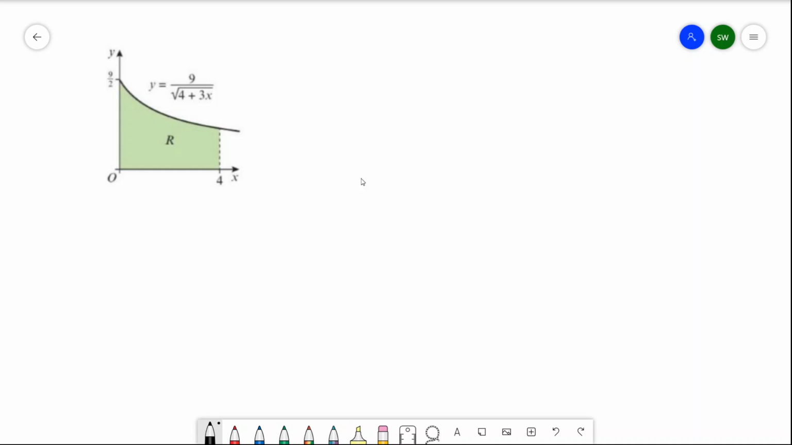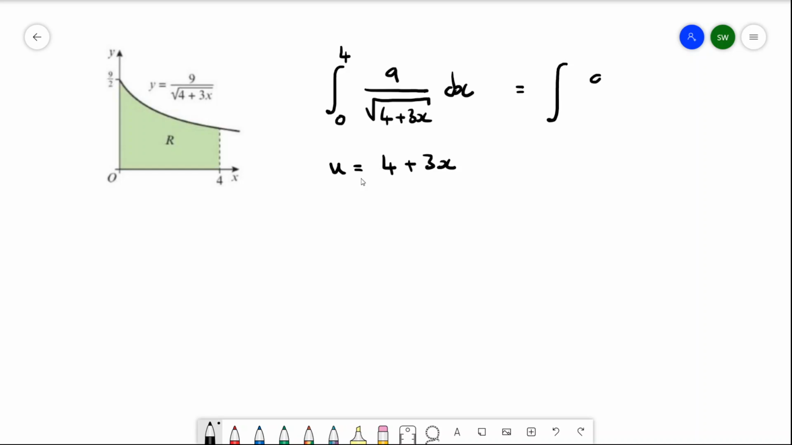In order to work out the area underneath this curve, we're going to integrate between the limits of x equals 0 up to x equals 4, and our equation for y is given in the question. So we're going to use a substitution in order to integrate this. We're going to let u equals 4 plus 3x, and I'm doing that because that's going to make my integral simpler. I'm going to have just 9 over root u.